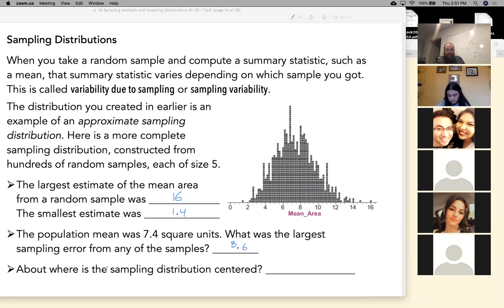8.6. And about where is the sampling distribution centered? If you take a middle for this, where would it be approximately? About 7. Which is fairly close to the true value. Right? It's fairly close to the true value, correct? And that's not a coincidence. That is certainly not just a coincidence. It's kind of like the point of all that we're doing.